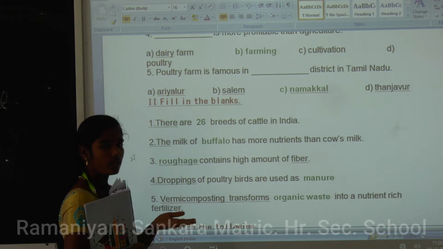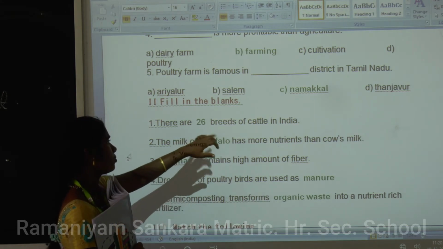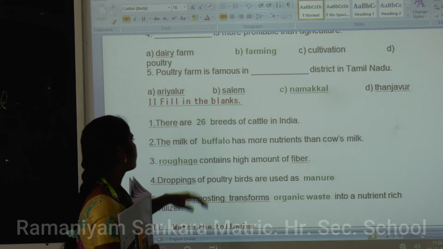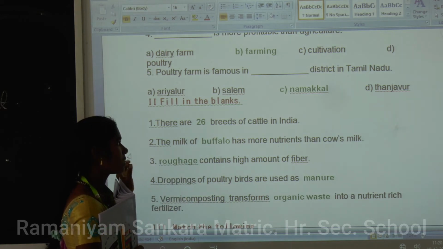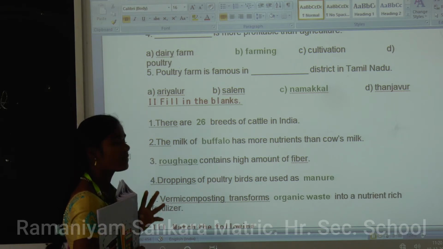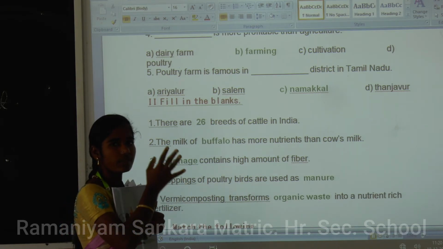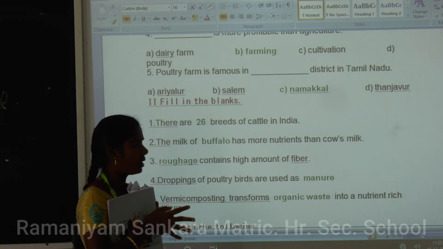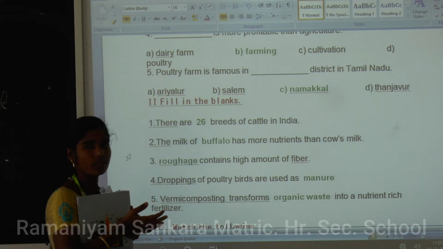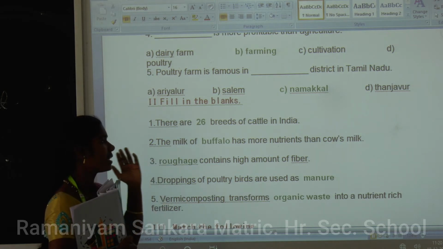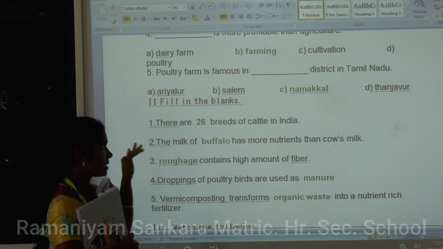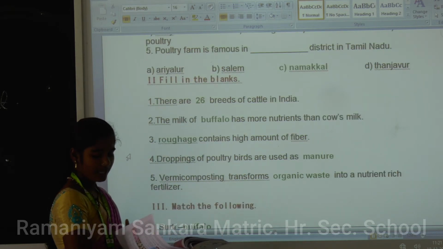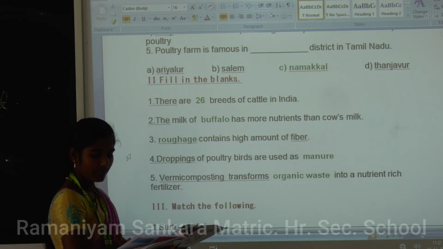We saw cattle breeds, varieties of cow, right? There are 26 breeds of cattle in India. In the same way, we are in the first place. As far as livestock is concerned, India contains the largest amount of livestock in the world. In our country we have the most cattle breeds, and next one is livestock production. In all of these we are in the first place. Okay, so we should maintain that.